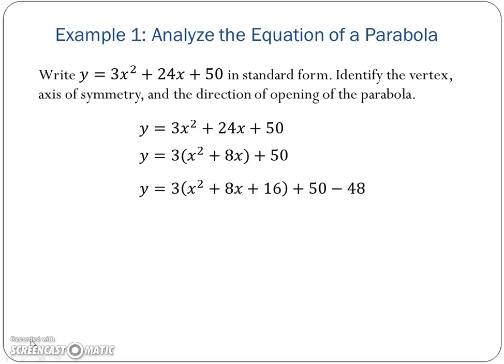Since we're completing the square, we factor the perfect square trinomial. It becomes 3 times the quantity x plus 4 squared, and then 50 minus 48 is plus 2. It's now in vertex form. So our vertex is negative 4, positive 2. The axis of symmetry is x equals negative 4 from our vertex. Since a is 3, it opens up, and it's actually narrower than a normal quadratic equation.